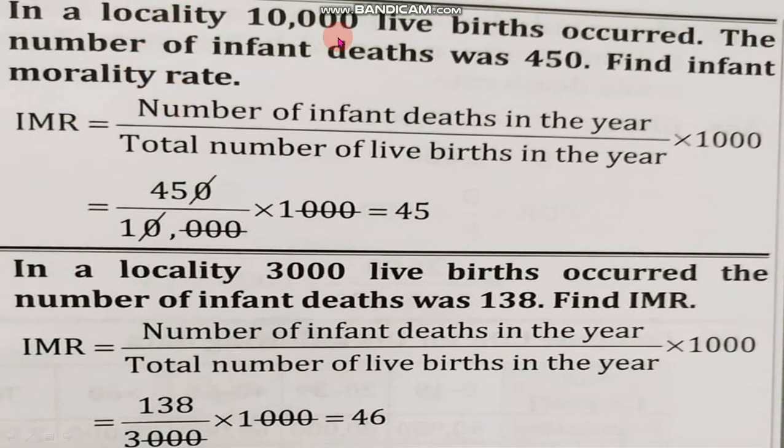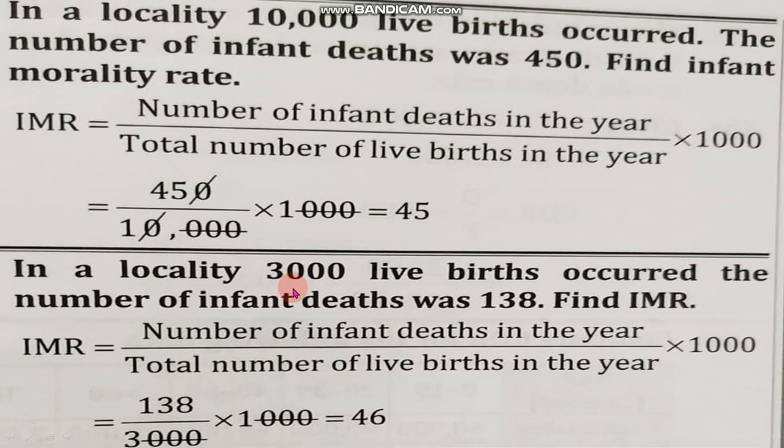Note that the locality is given, and live births are also given. Then IMR is equal to the number of infant deaths in the year divided by the total number of live births in the year, multiplied by 1000. Therefore, IMR is equal to 450 divided by 10,000 into 1000, which is equal to 45. 450 infant deaths are given, and the number of live births is 10,000. We got an answer of 45.